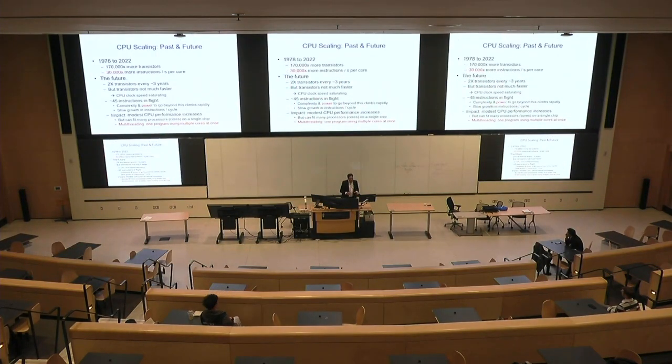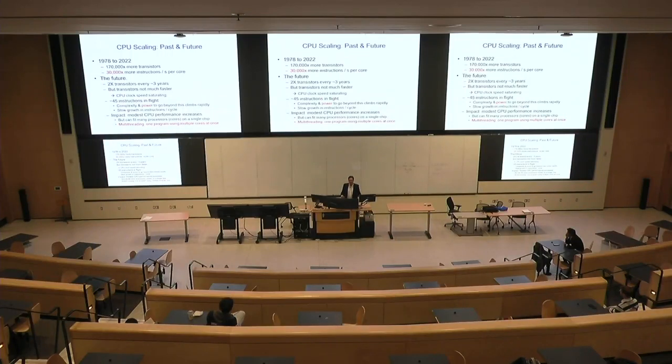Okay, so what's happened in CPUs over the last, how long is that? I guess more than 30 years. We got 170,000 times more transistors from 1978 to 2022, because that's when the chips in the UG machines were made. And we got 30,000 times more instructions per clock cycle per core. So a huge improvement. In the future, we're still going to get 2 times the transistors approximately every 3 years. That looks to be still the case for the foreseeable future.